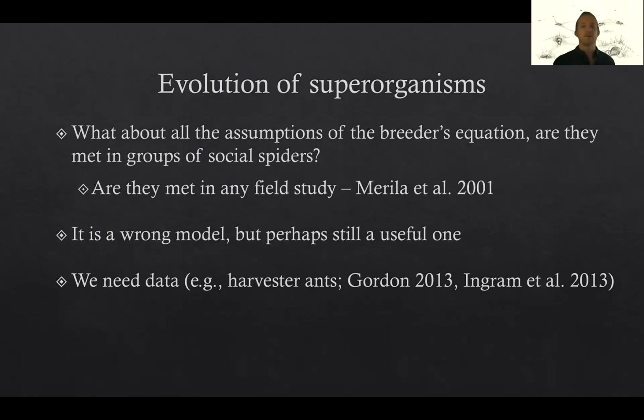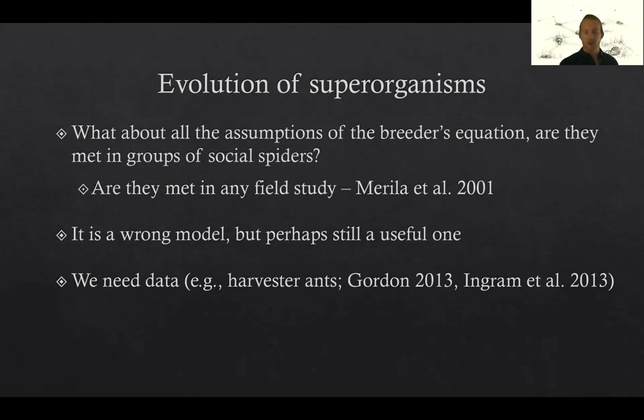There's a really interesting paper by Merilä et al. in 2001 investigating why so many predicted responses to selection based on the breeder's equation don't actually match up with the observed response to selection. So ultimately, we know this is going to be a wrong model, as all models are, but it's still perhaps a useful one for probing how we think the microevolution of superorganisms might progress. And ultimately, we need more data of this kind to better explore these questions.